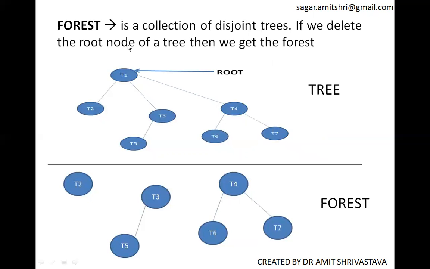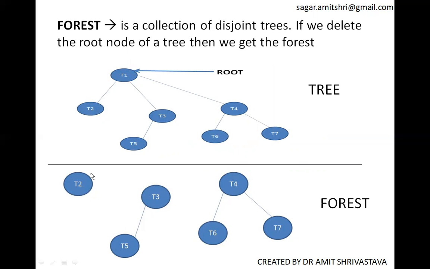Now forest. Forest is a collection of disjoint trees. If we delete the root node of a tree, then we get the forest. For example, in the upper level, see, this is our tree with T1 as a root. And if we remove this T1, then whatever is left is known as forest. So forest is nothing but a collection of disjoint trees.